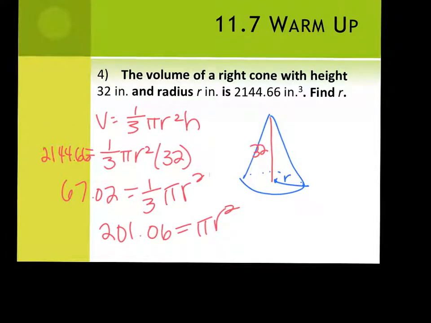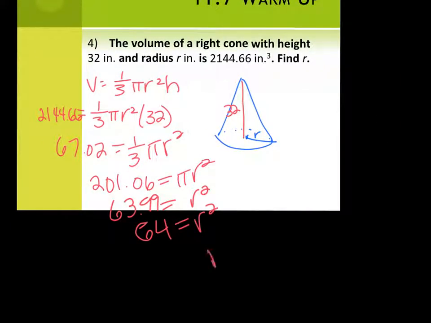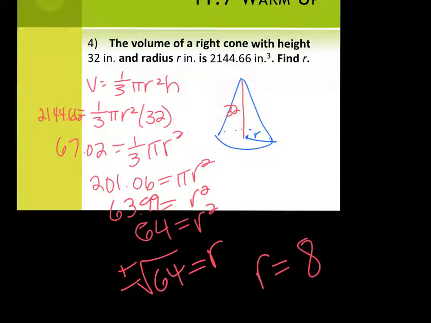Divide by pi. That gives 63.9999, so it's 64. And then the last thing I have to do is square root it. Typically with algebra skills, we would say this is plus and minus the square root of 64. But is there such a thing as a radius of -8? No, so we rule out the negative and keep the positive.